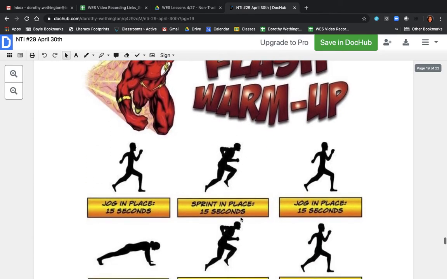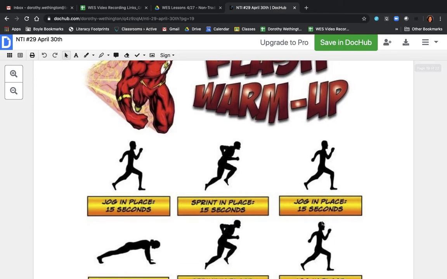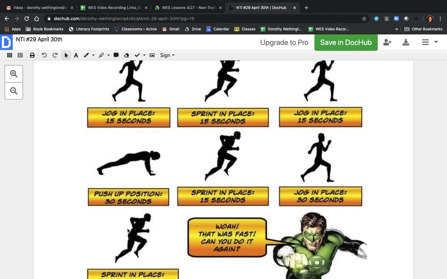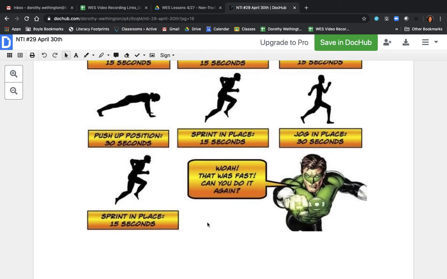Flash warm-up. Jog in place 15 seconds. Sprint in place 15 seconds. Jog in place 15 seconds. Push-up position 30 seconds. Sprint in place 15 seconds. Jog in place 30 seconds. Whoa, that was fast. Can you do it again? Sprint in place 15 seconds.